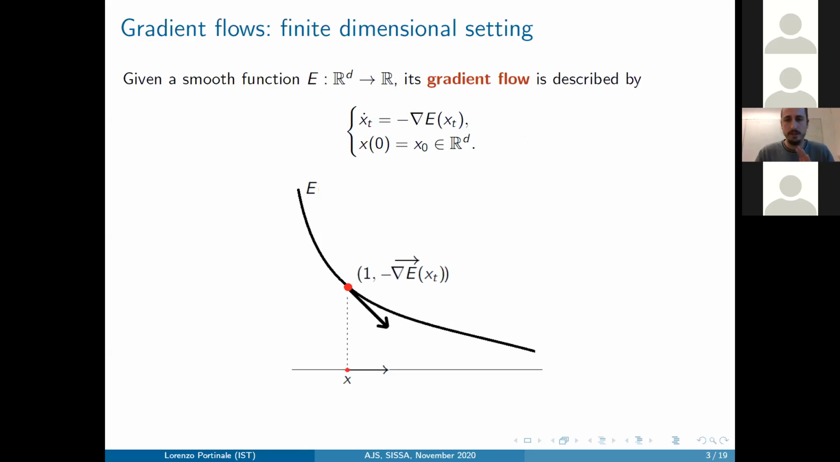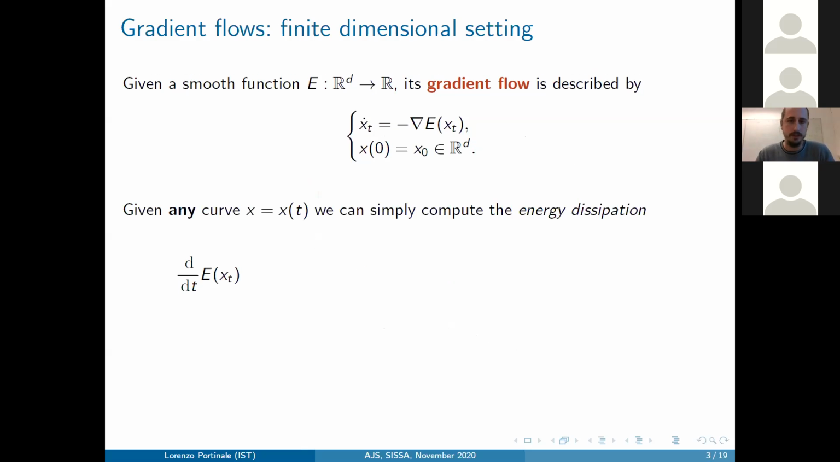What I want to do here is an easy computation in finite dimension, but it's a key computation to move to the infinite dimensional setting. So suppose we have any curve x_t, and with any curve I mean not the solution, just simply any possible evolution. Let's try to compute the energy dissipation, I mean how the energy changes along time, along the evolution x_t. If I compute this, I can simply use the chain rule and just get x dot times the gradient.